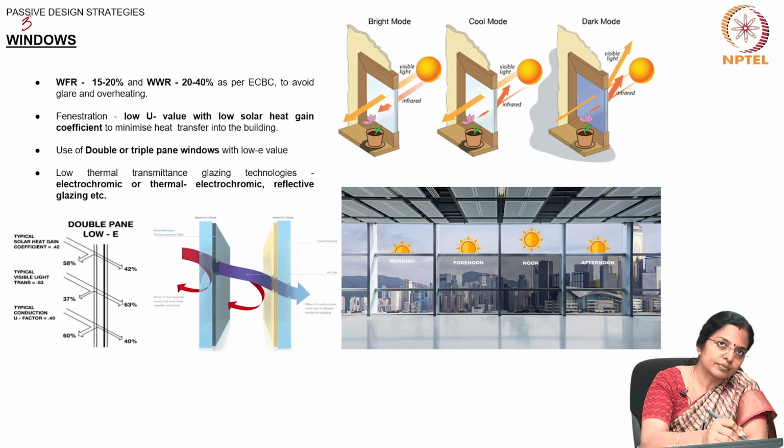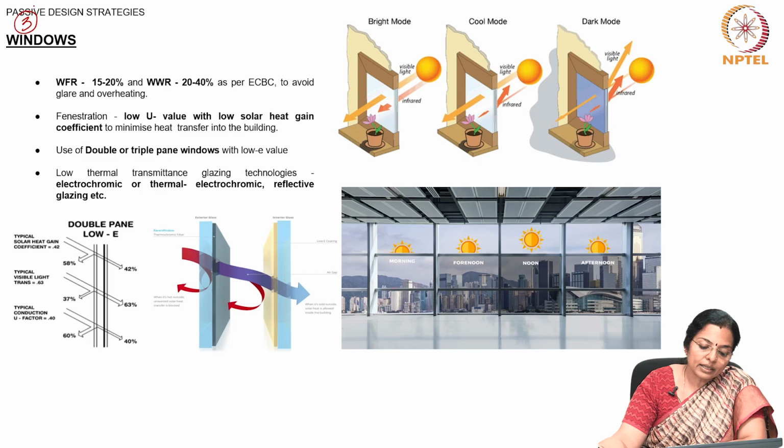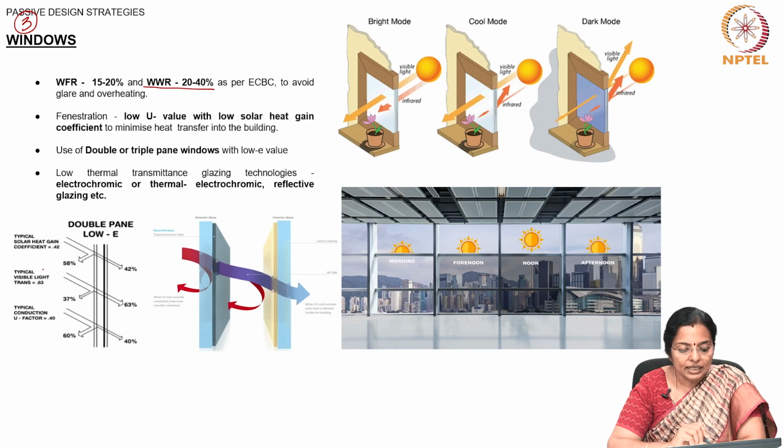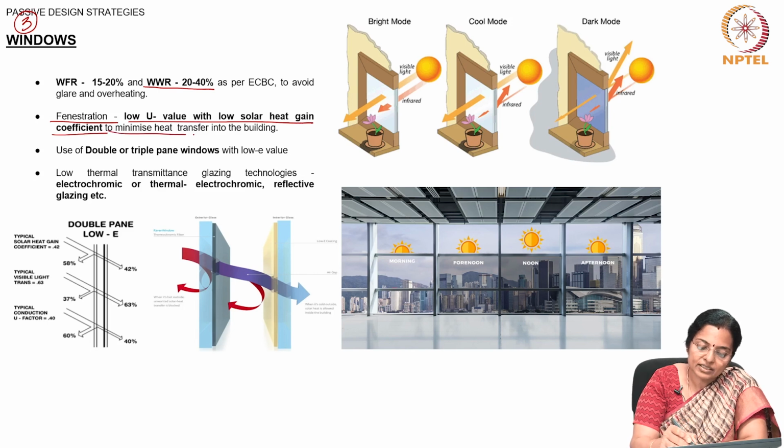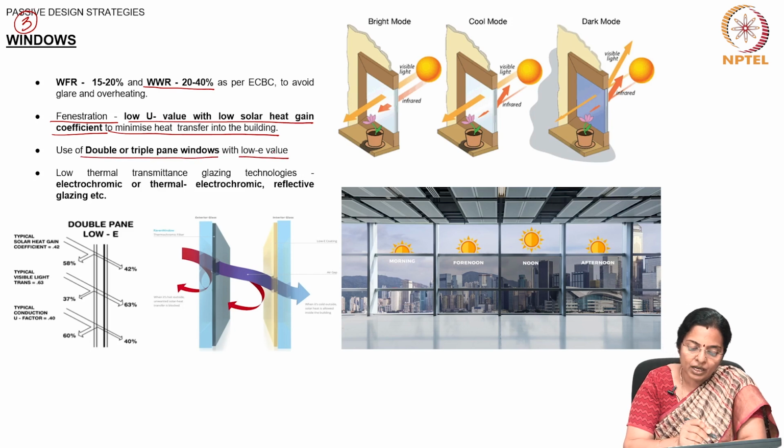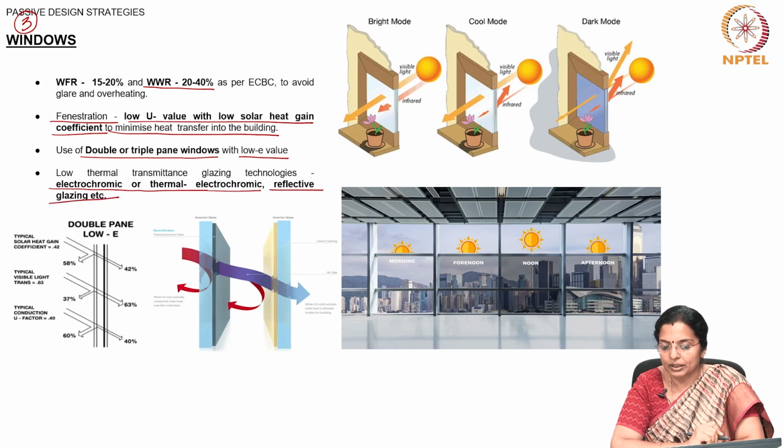Third is windows. Now, the window to wall ratio of 20 to 40% as per ECBC is required to avoid glare and overheating. When it comes to windows or fenestration, low U value with low solar heat gain coefficient to minimize heat transfer into building is preferable. Use of double or triple pane glass with low E value is encouraged. Low thermal transmittance glazing technologies such as electrochromic or thermoelectrochromic, and reflective glazing is also preferable.